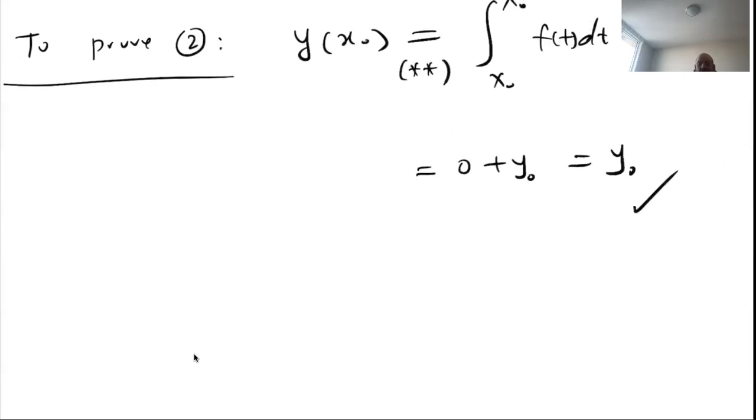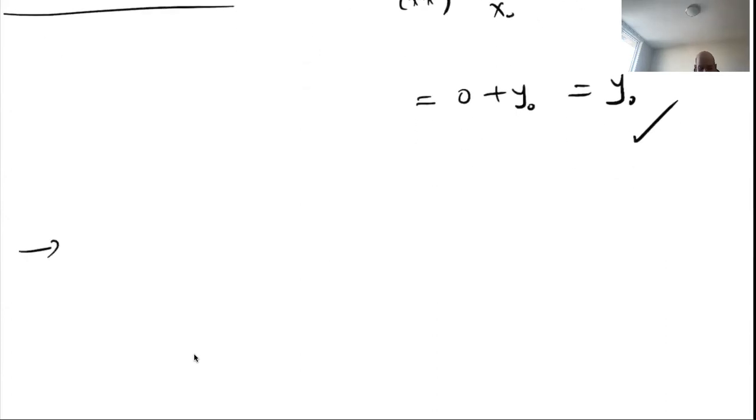Well, that's it. So this was the proof of the second condition. So that means 2 star above is the solution of our initial value problem.